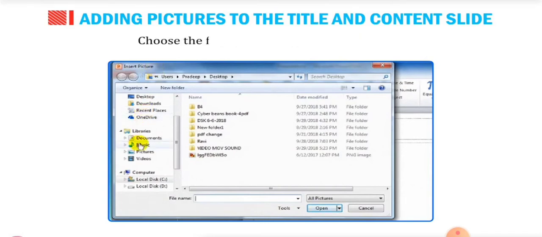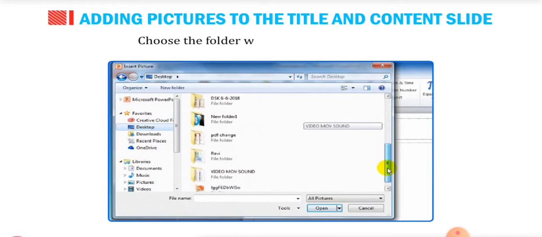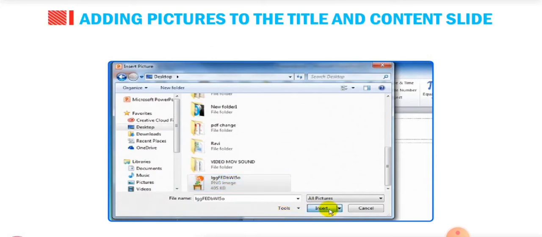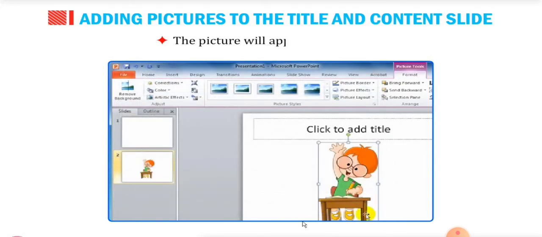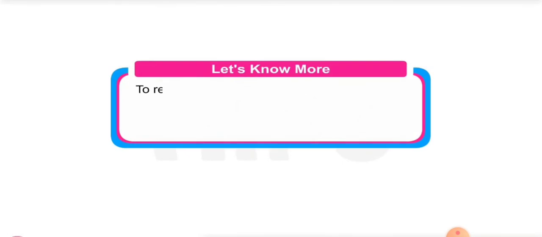Now choose the folder where the picture is stored. My picture is on desktop, so I select desktop. It is desktop and go down using the scroll bar. It is my picture. So click on this, select it and click on the Insert button at the bottom side. So you can see the picture will appear on the slide like this. So this way you can add pictures in your presentation or any slide, and these are the resize points of the picture. From here you can increase or decrease the size of the picture, and also you can rotate the picture. Now let's know more.